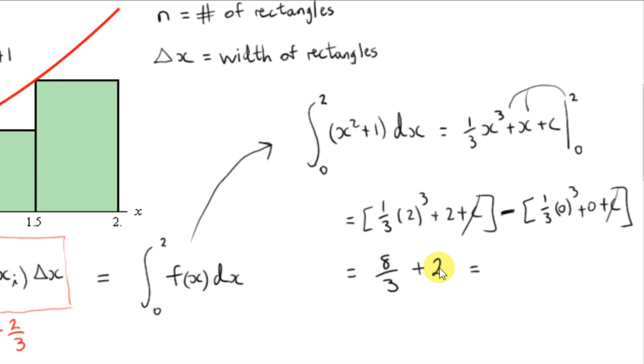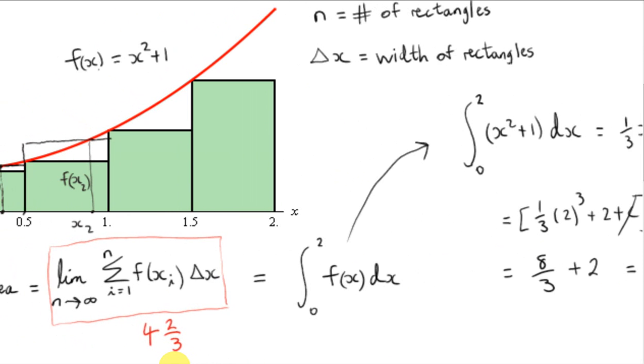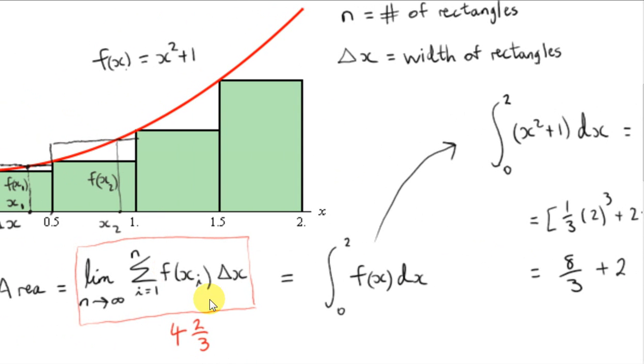So calculating this, we get 8/3 plus 2, so that's 2 2/3 plus 2, which is 4 2/3. The answer that we got by using a limiting procedure in the last video. We did no integration in the last video.